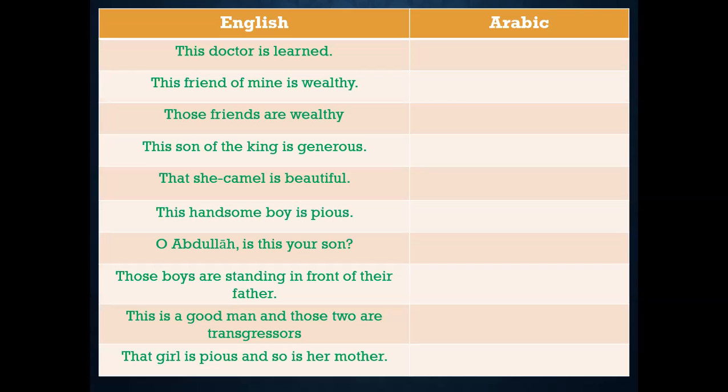That she camel is beautiful. تلك الناقة, that ناقة with al, because it is coming afterward now and it is not مضاف anyway. تلك الناقة جميلة. مؤنث. ناقة is مؤنث. This handsome boy is pious. This handsome boy is pious.